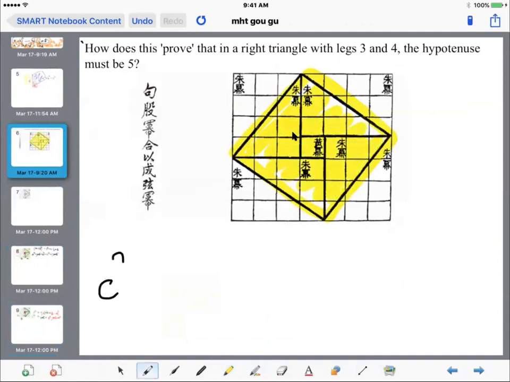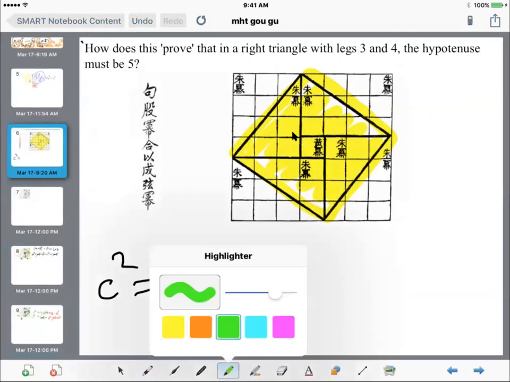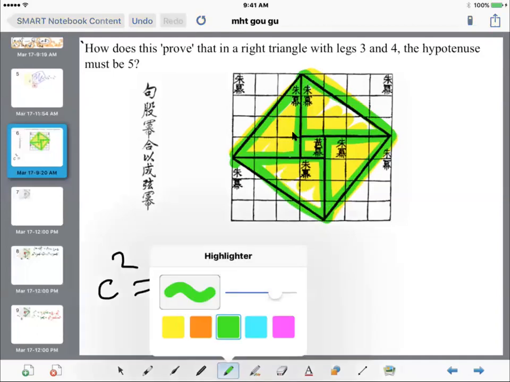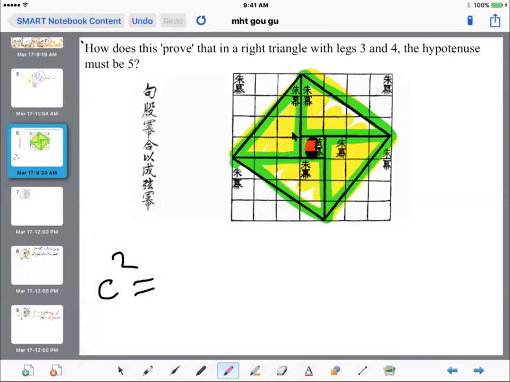That thing is C squared. And it's composed of 5 things. We're gonna do this one as an adding thing, not a subtracting. It's composed of 1, 2, 3, 4, plus the square in the middle. We haven't talked about that square in the middle yet. So it is 4 times 1/2 AB plus this little square in the middle. Now that square in the middle in this case is a 1x1 square.